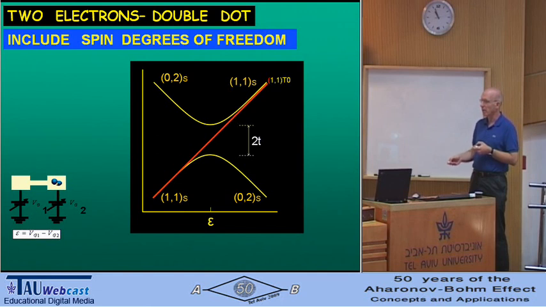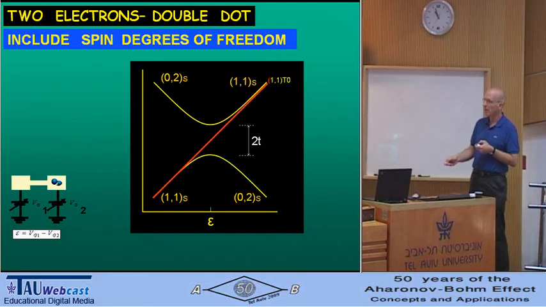This is a singlet. The singlet is a hybrid between singlet (0,2), 0 electrons on the left and 2 electrons on the right, and singlet (1,1), 1 electron on the left and 1 electron on the right. We can travel along this curve by changing epsilon. Epsilon is the difference between the electrostatic bias on the left dot and on the right dot.